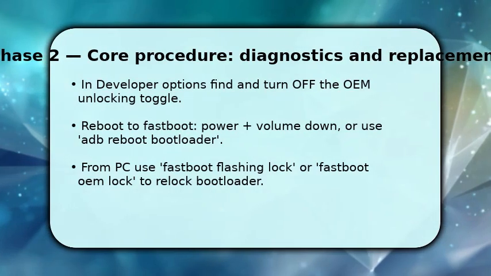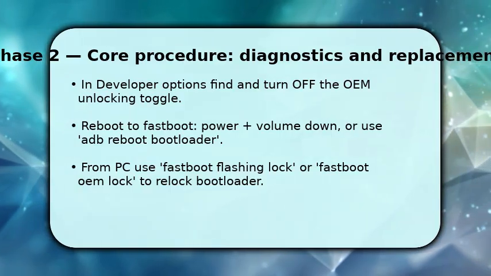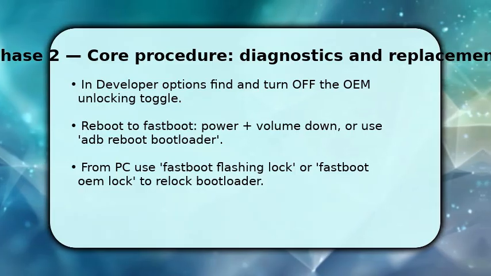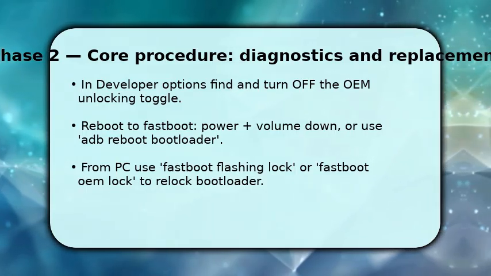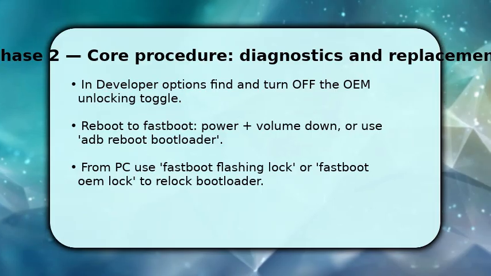You turn off the OEM unlocking toggle directly in developer options so the phone stops allowing bootloader unlocks. Once toggled off, make sure to reboot into fastboot. Either hold power plus volume down or use an ADB reboot bootloader from your computer.